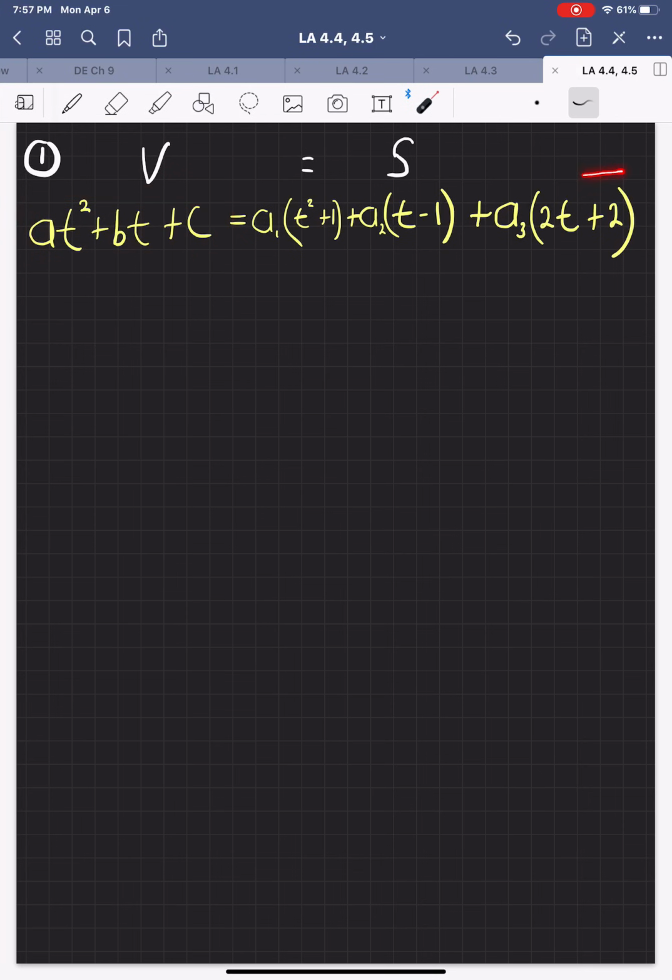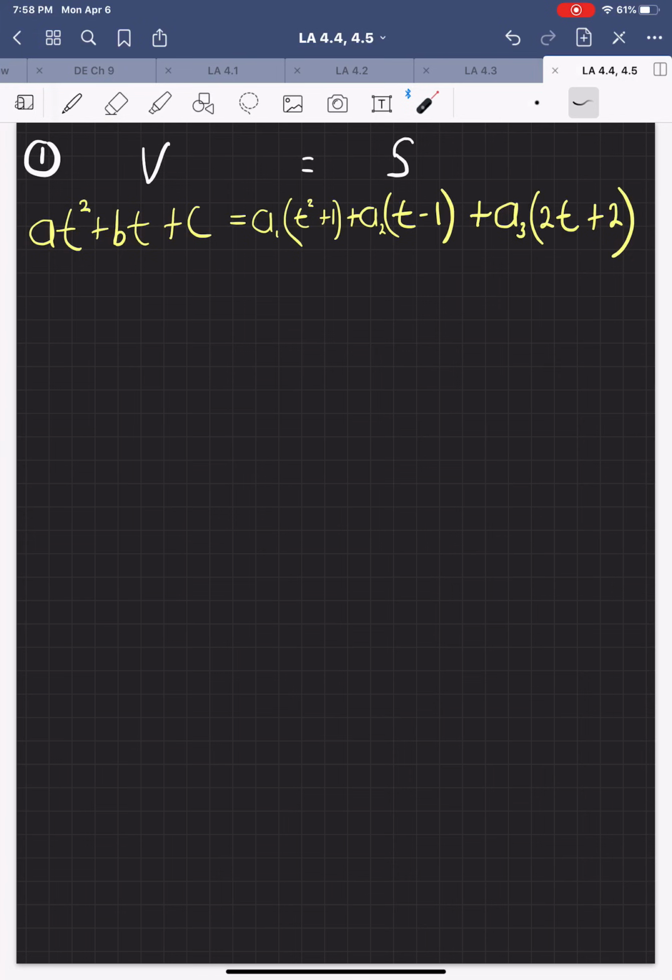But wait a minute, what happened here? Remember that S gave you the new basis, and they're claiming that this is a basis for all of the polynomial space. With the new basis, instead of having a t squared, we had a t squared plus 1. Instead of having a t, we had a t minus 1. Instead of having a 1, we have 2t plus 2. Okay, so how is this going to work?